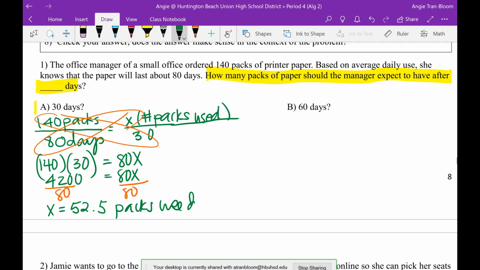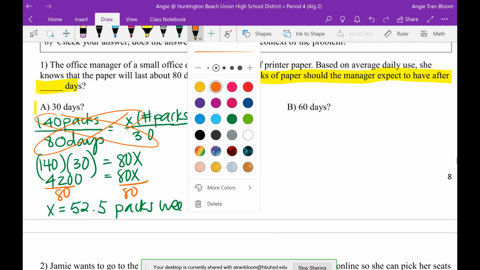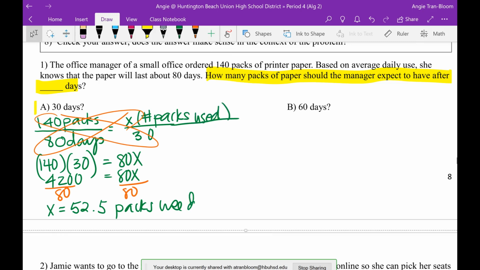But is that what we're seeking? No, I'm actually looking for how much is left. How do I do that? Subtract. 140 packs of paper. Take away the amount used will give me a total of 87.5 packs of paper remaining.